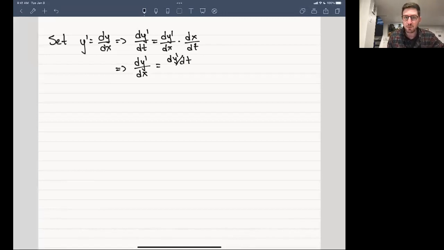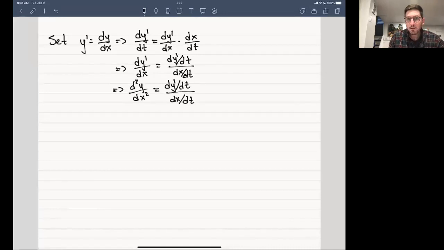So we can take the derivative with respect to t here again, and then divide by dx/dt. And just to simplify the left-hand side, of course, d/dx of y prime is just the second derivative of y with respect to x. So this gives us, again, a nice little formula for computing the second derivative of your function y as a function of x, or your second derivative with respect to x.